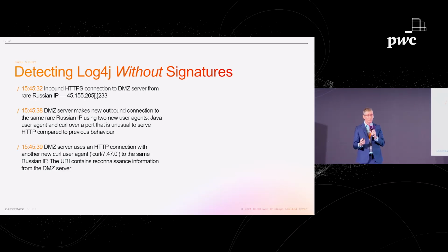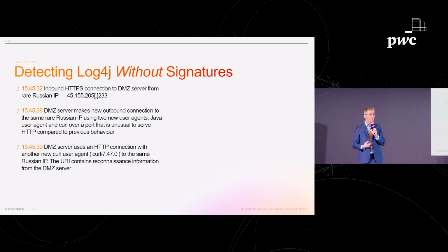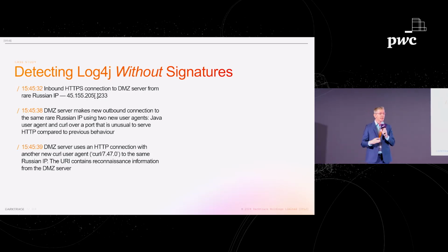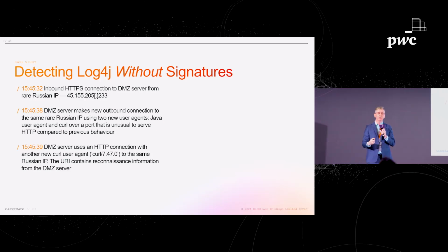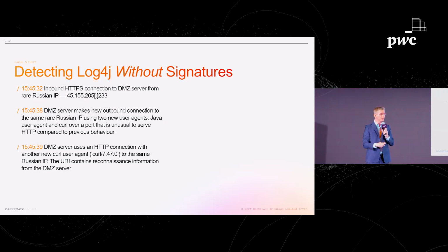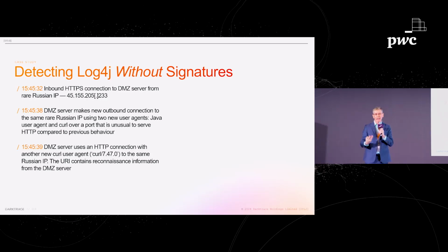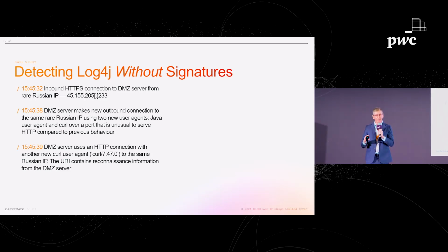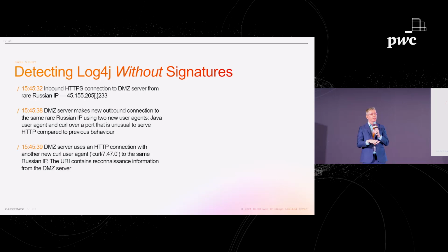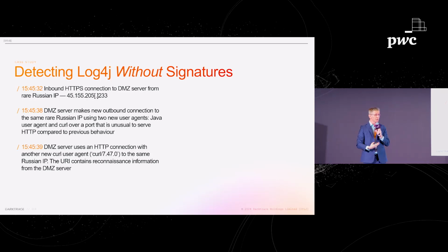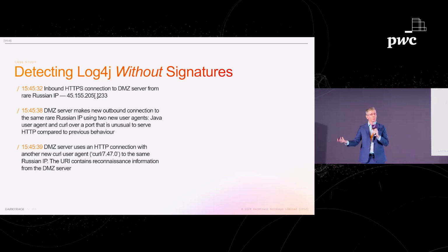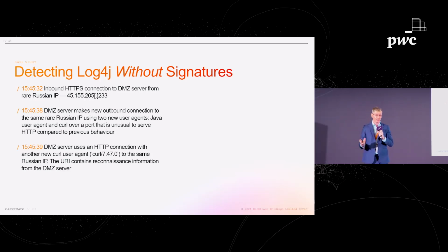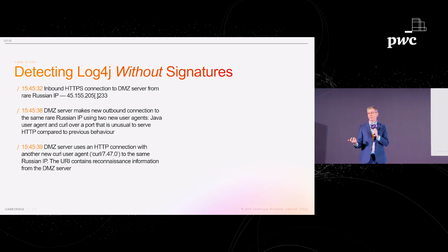So we saw in 2 of our customer environments at pretty much the same time, inbound HTTPS connections. Now these were a bit weird because they were coming into a DMZ server from what we call a rare Russian IP address. Now rare means that for this organization, that IP address has never communicated with us before. So a little bit strange. And we're not saying it's strange because it's Russian. We're saying it's strange because we've never seen it before. So that's not going to say it's an incident.